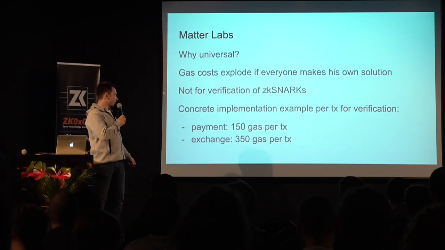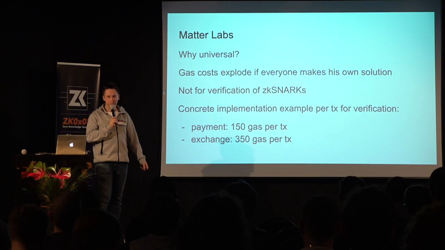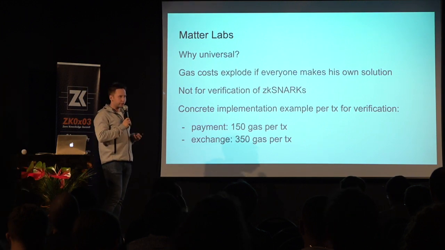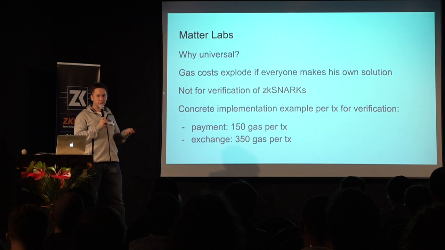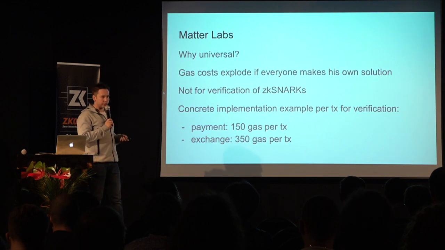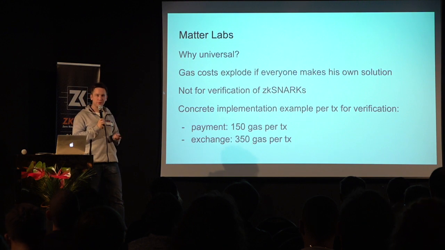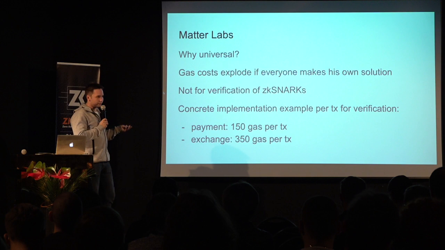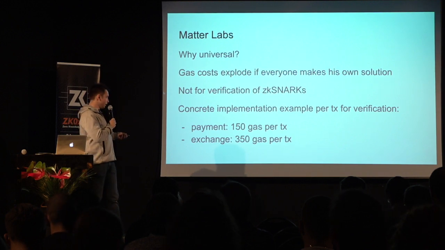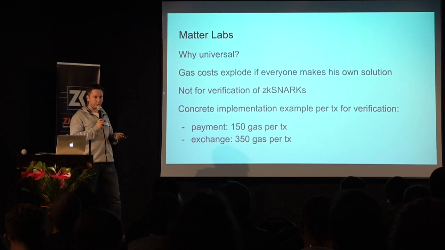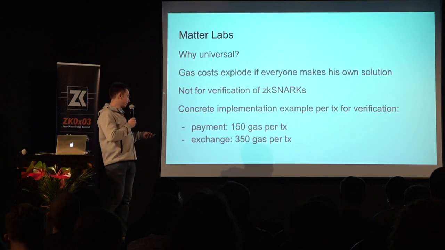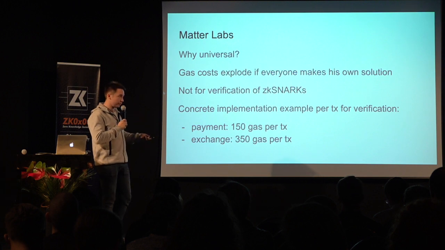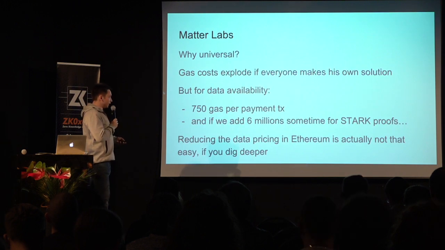So for this part, I will just give the concrete numbers. Every transaction which is aggregated by us using zkSNARKs will consist of two parts. One is how much you pay per verification, and the other is how much you pay for public data, which is required for now to solve the data availability problem. In our case, if you go full scale, with fully filled blocks, a payment will take 150 gas per transaction just for verification. An exchange will take, well, actually twice more, but let's put some margin for now. And now for data availability.